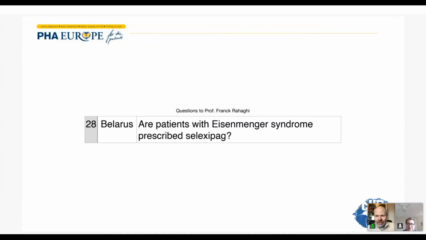Are patients with Eisenmenger syndrome prescribed selexipag? Yeah, I mean, it depends what kind of Eisenmenger. The problem with Eisenmenger syndrome is there is the corrected and the uncorrected. People with high wedge pressure and people with low wedge pressure, essentially. So I think some people do on certain occasions and other people don't. So it's complicated. Eisenmenger is complicated.